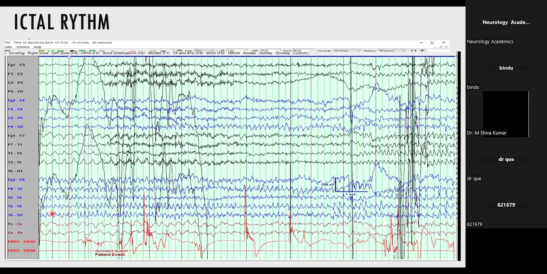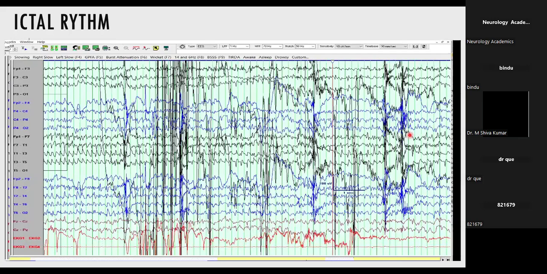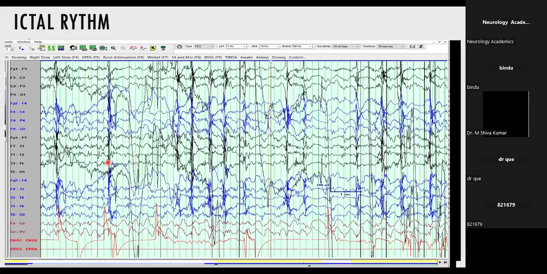This can also be seen on the left side, propagated to the left side, continued as spiky theta over the left temporal region, evolving into the delta rhythm. Here we can see 2 to 4 hertz delta rhythm, the same continued delta rhythm.